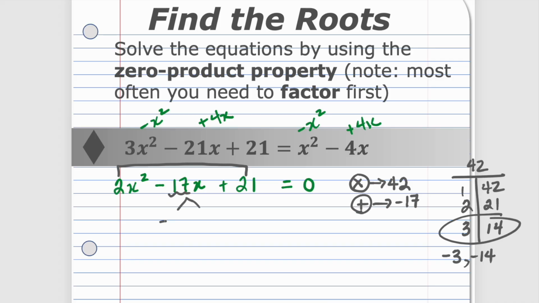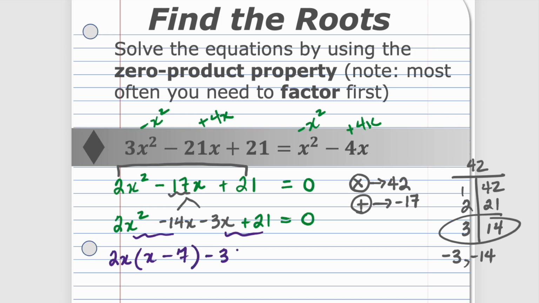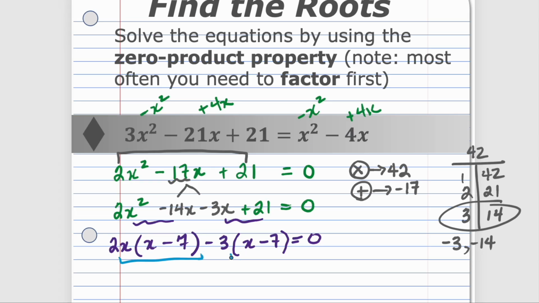We'll split this into negative 14x and negative 3x. We still have our 2x squared and our plus 21. Two groups, 2x is common. We've got x minus 7, and a negative 3 is common, x minus 7. In these two terms, we have an x minus 7 that's common and the 2x minus 3 left over.